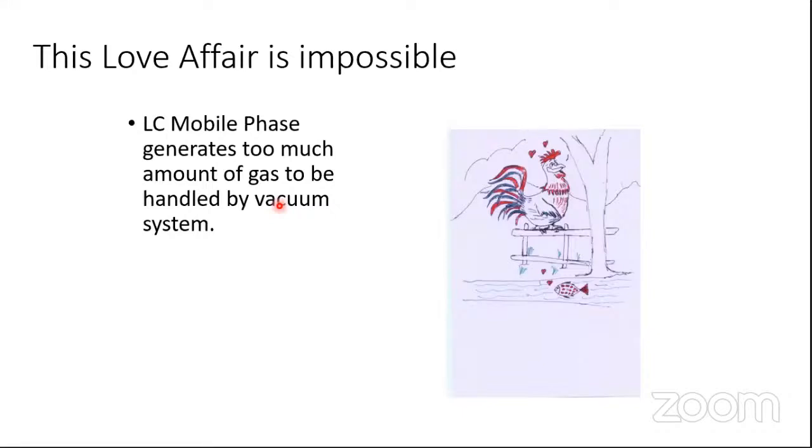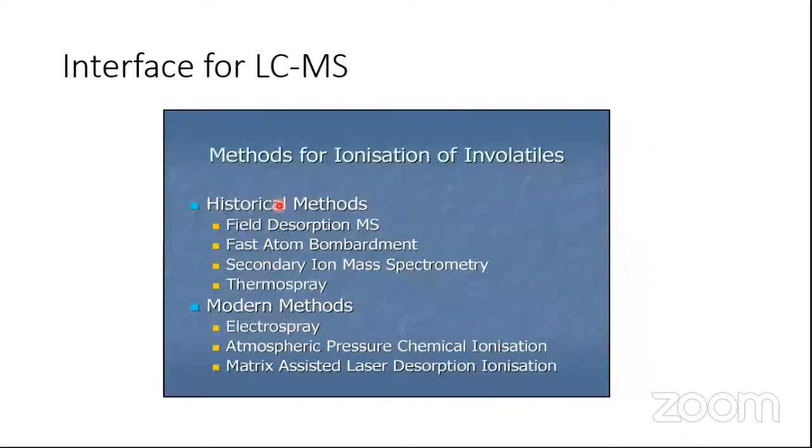If this gas enters the vacuum system every 1 minute, the vacuum system cannot handle that much gas. In the case of a GC, we are introducing 1 ml of a gas. Here it is 1.2 liters, that is 1200 ml of a gas. So it is a very difficult task. Because of that, people felt that LCMS may not be possible. Now people worked on that, and there were of course a lot of historical methods, but now we have a lot of modern methods which have come out of this difficulty, and now LCMS is possible.